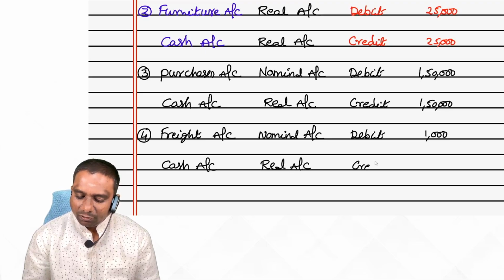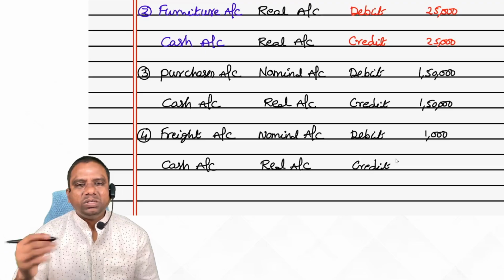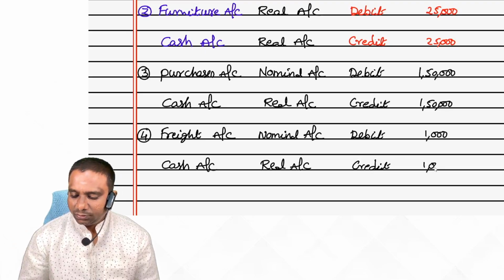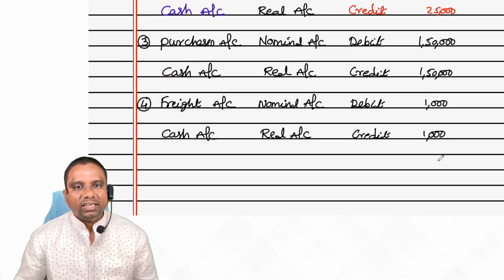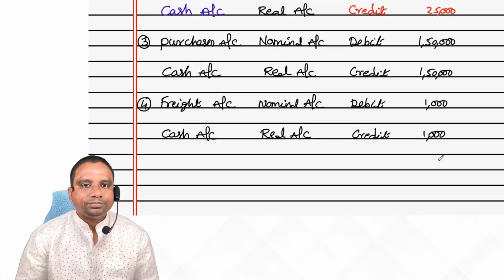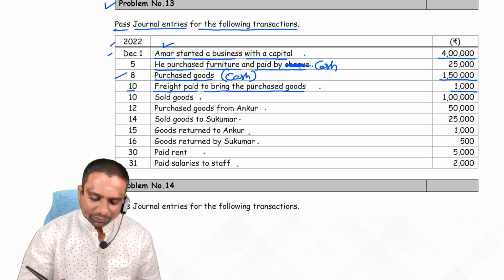Simply credit. Whenever cash goes out, simply credit. That's it. See, whenever cash comes in, debit. Whenever cash goes out, credit. Is it clear, students? Next one.